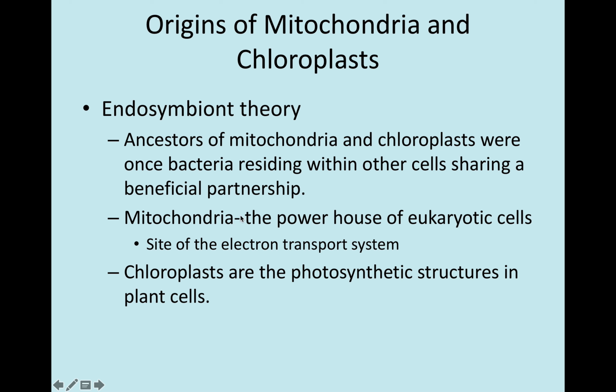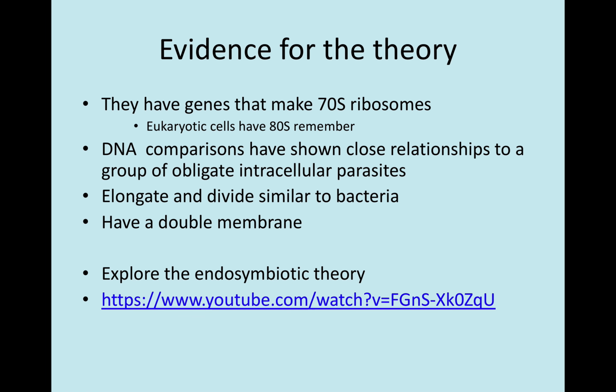The mitochondria, if you remember from other classes, is the powerhouse of eukaryotic cells, which is the site of the electron transport system. Chloroplasts are found in plant cells, and those are the sites of photosynthesis. So some evidence of this endosymbiotic theory is that the mitochondria have genes, like I said, that make 70S ribosomes. Other parts of or outside of the mitochondria, eukaryotic cells have 80S.